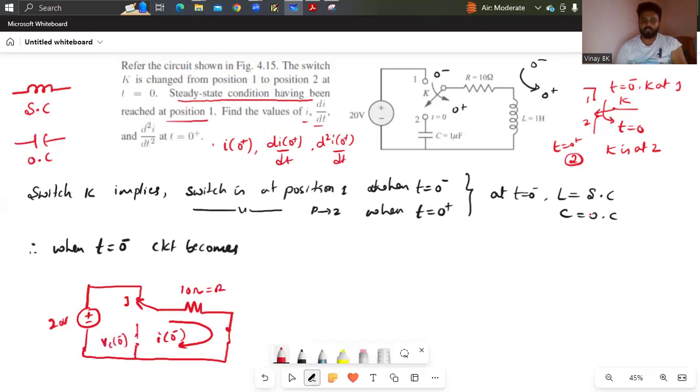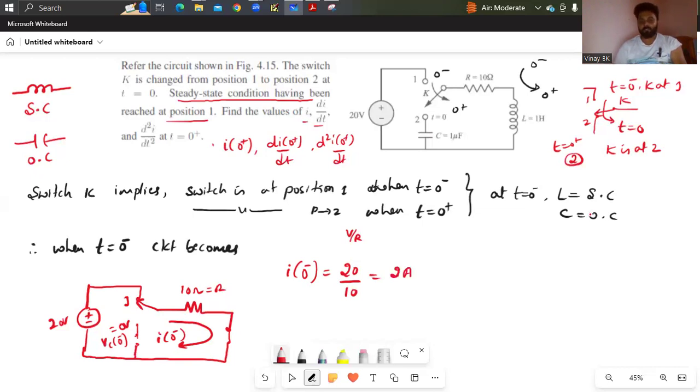What will be the value of Vc of 0 minus? That is nothing but 0 volts. You need to find the value of I of 0 minus. Just apply Ohm's law. I of 0 minus is nothing but 20 volts divided by 10 ohm, V by R, whereas V is 20, R is 10. You can get 2 amperes.